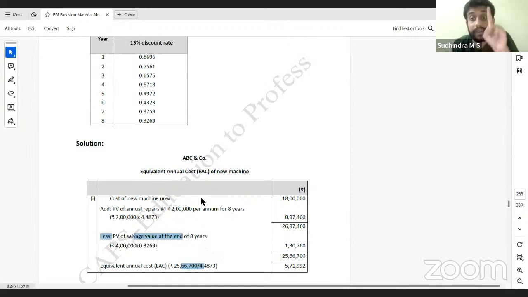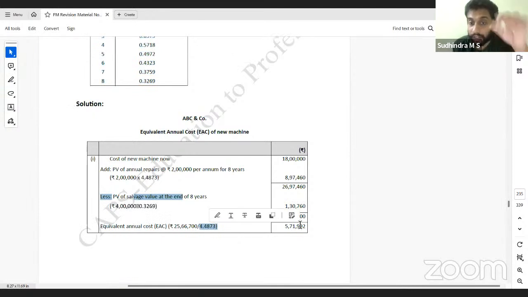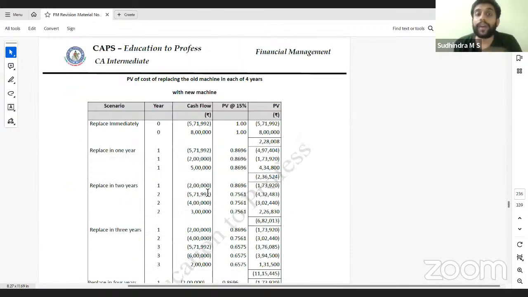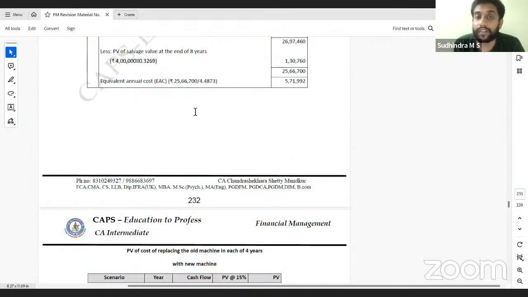NPV divided by present value annuity factors. So this addition, which is 4.4873, you'll get equalized annual cost as 571,992. This is the cost. Now coming to the existing machine, year 0, if I replace immediately, my cash outflow is this 571,992, present value of cash outflow.